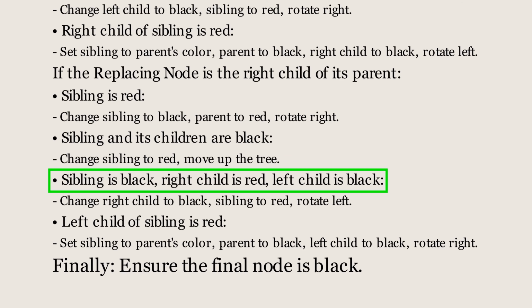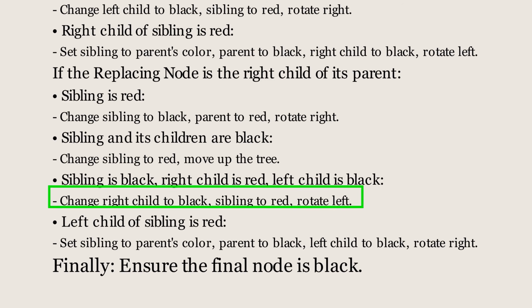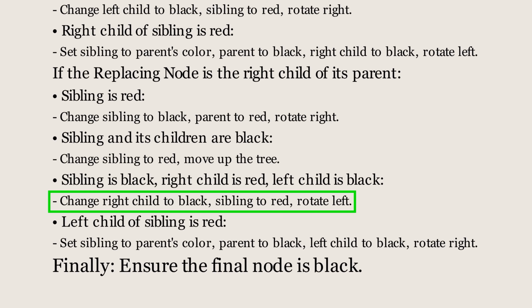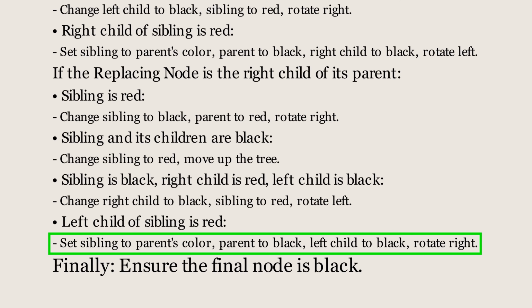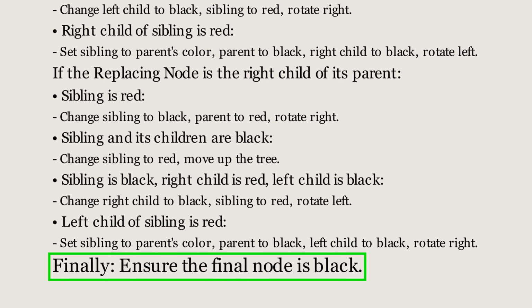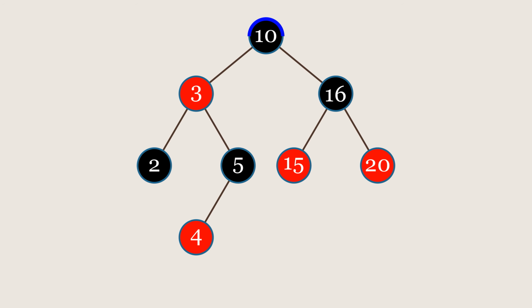If the sibling is black and its right child is red while the left child is black, you recolor the right child to black and the sibling to red, followed by a left rotation. Then, if the left child of the sibling is red, you set the sibling's color to its parent's color, make the parent black, and the left child to black as well, followed by a right rotation on the parent. Finally, ensure that the replacing node is always set to black. Now, let's see a few animated examples.